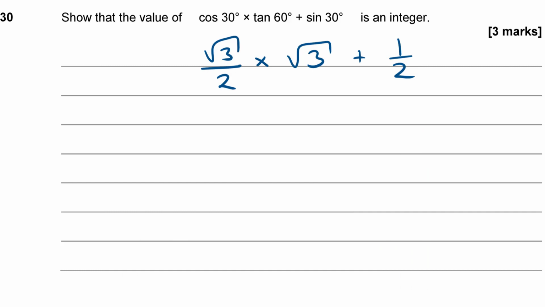So I need to show that it's an integer. Okay, well, that's not very hard. Root 3 times root 3 is 3, isn't it? So that's 3 over 2 plus a half. And what's 3 over 2 plus a half? That's 4 over 2, which is the same thing as 2. So it was super easy once I knew what those values were to start with. Okay, job done, paper done.